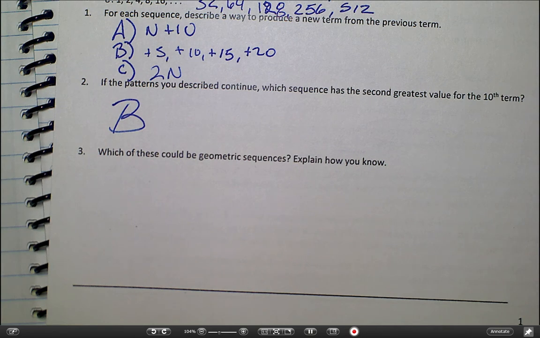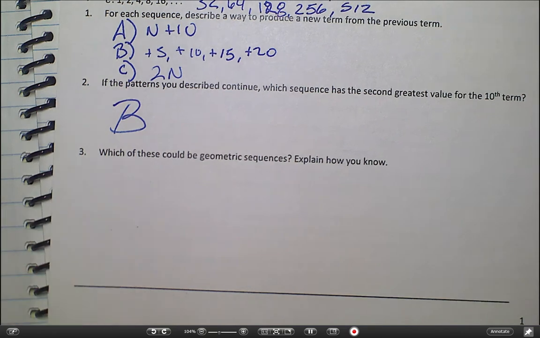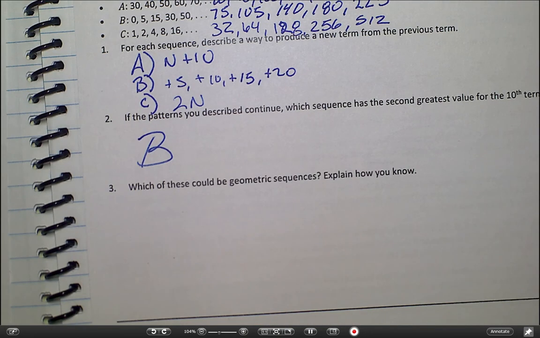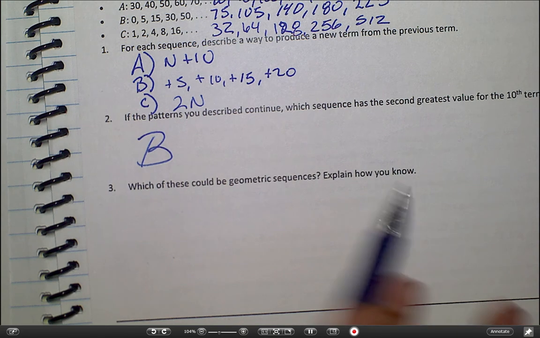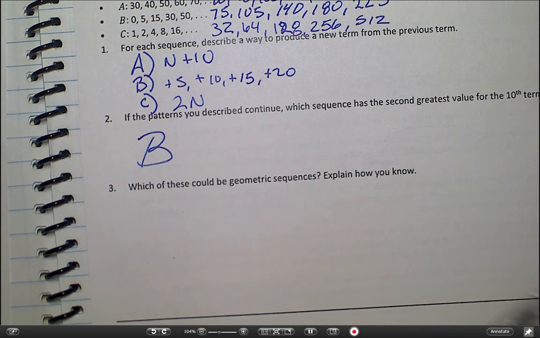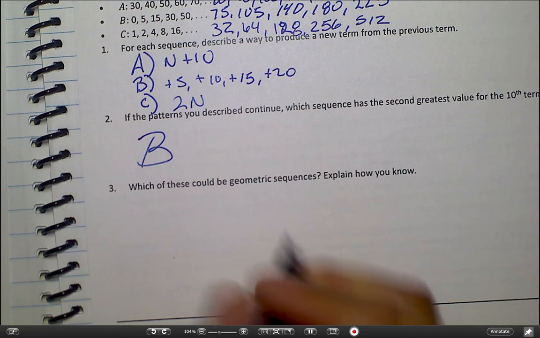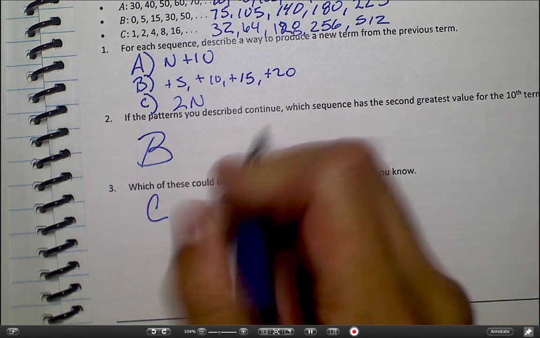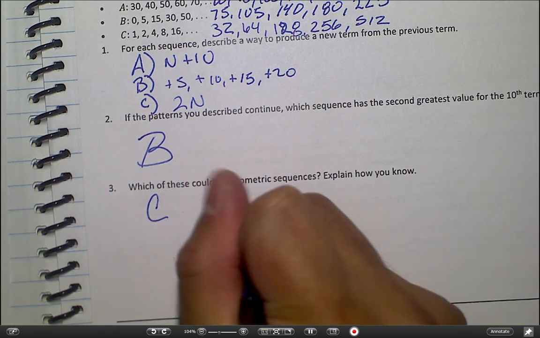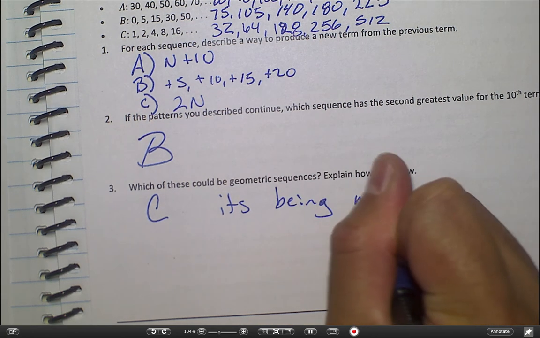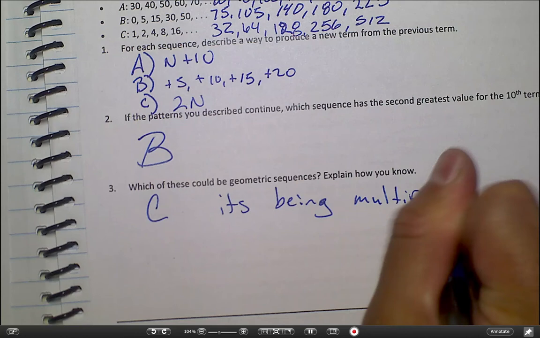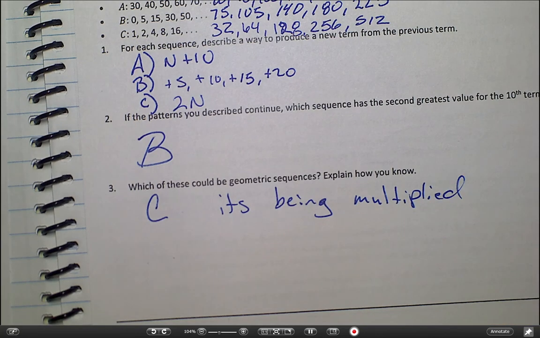Alrighty. Which of these could be a geometric sequence now? I hear A and I hear C. Geometric is what? Multiplication, division. So which one is multiplication, division? C. There we go. The only answer would be C, and it's being multiplied.